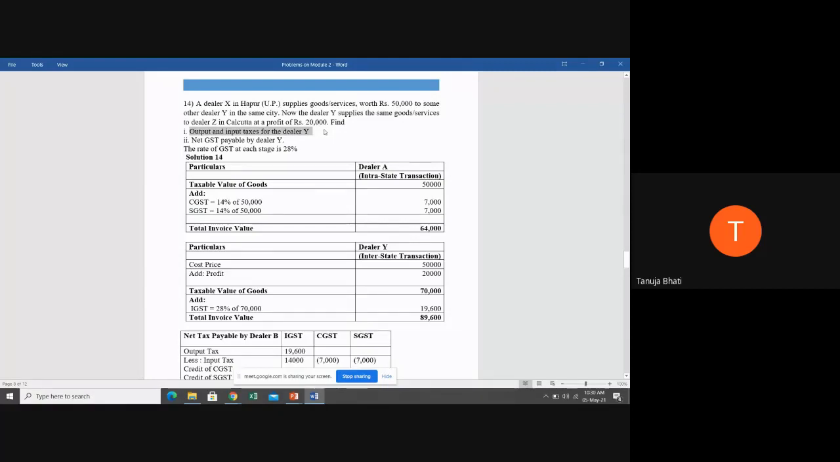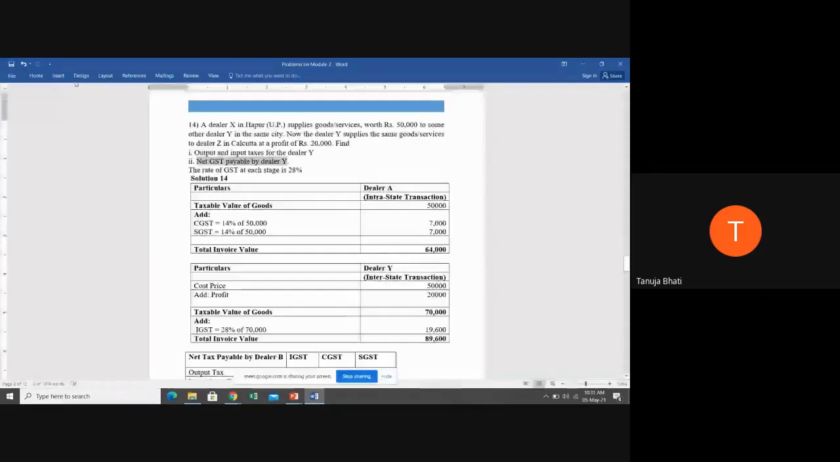Remember, students, output tax for dealer Y will be whatever he's selling, so tax on his sales. Input tax for dealer Y will be whatever he's purchasing, that is tax on the purchases. Next, net GST payable by dealer Y, and the rate of GST at each stage is 28%. So let us begin solving the problem.